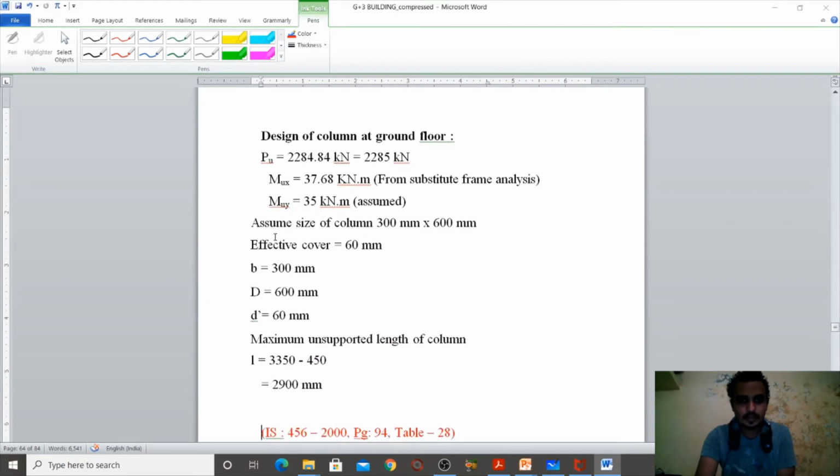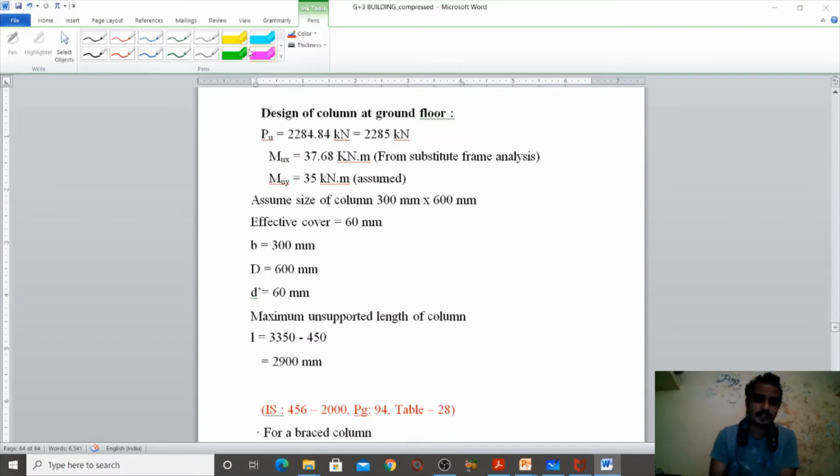So right now we have to design a column at the ground floor. On the ground floor we have a load of 2285 kilonewton, PU. PU means load on the column. MU, moment 37.68 kilonewton meter from substitute frame method analysis.